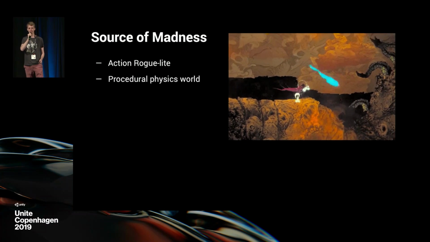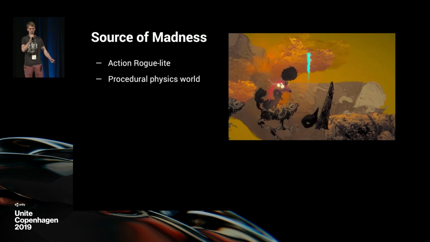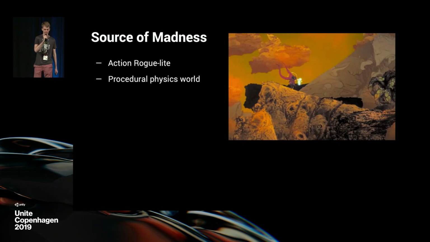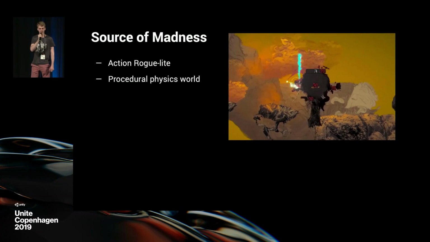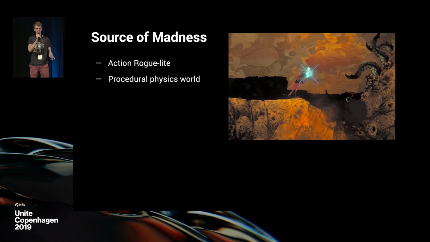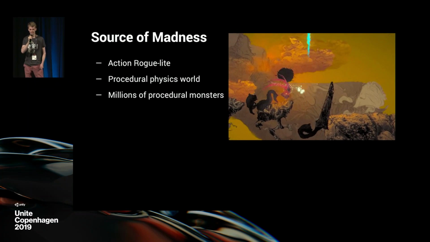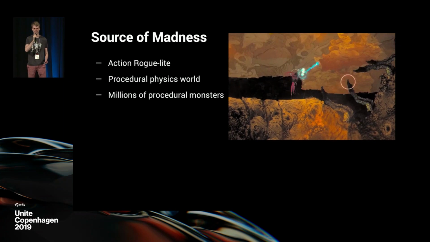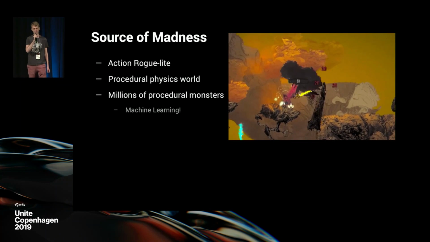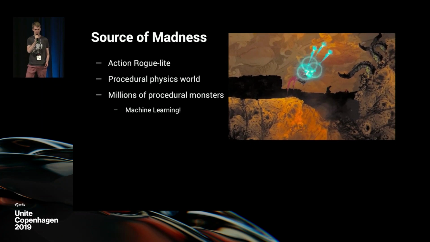You travel through a rich, dynamic world, but every time you die, the whole world changes and you start over from the beginning. In this world, there are a lot of horrible creatures, and every time you play, these are different. So we say we have millions of procedural monsters, but actually it's 5 sextillion combinations if you count all body parts. That would be hard to code by hand, so we use machine learning to control their movement.